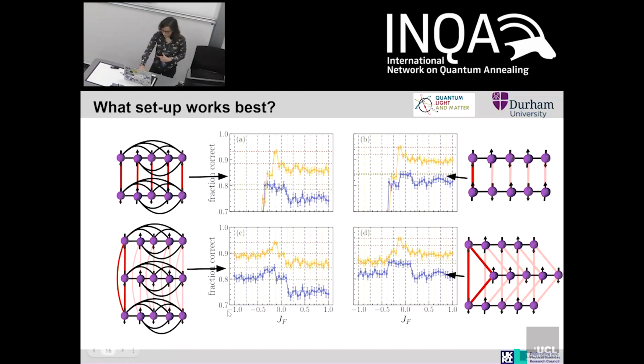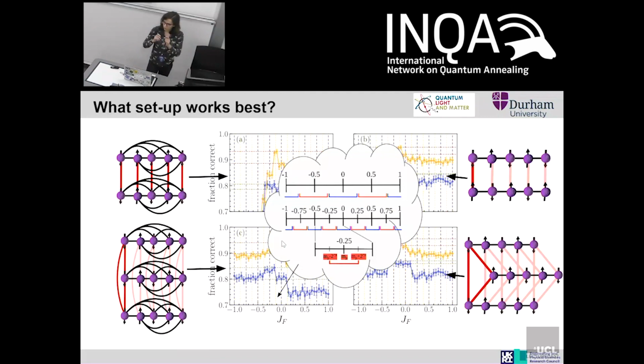And here we see that we have varied the inter-copy couplings between -1 and +1. So here are ferromagnetic links and here are anti-ferromagnetic links. And the 2 colours represent p equals 3 and p equals 4, so a lower precision and a higher precision. And these dotted vertical lines are representing the allowed values between -1 and +1 that we are able to set for our couplings between the copies.